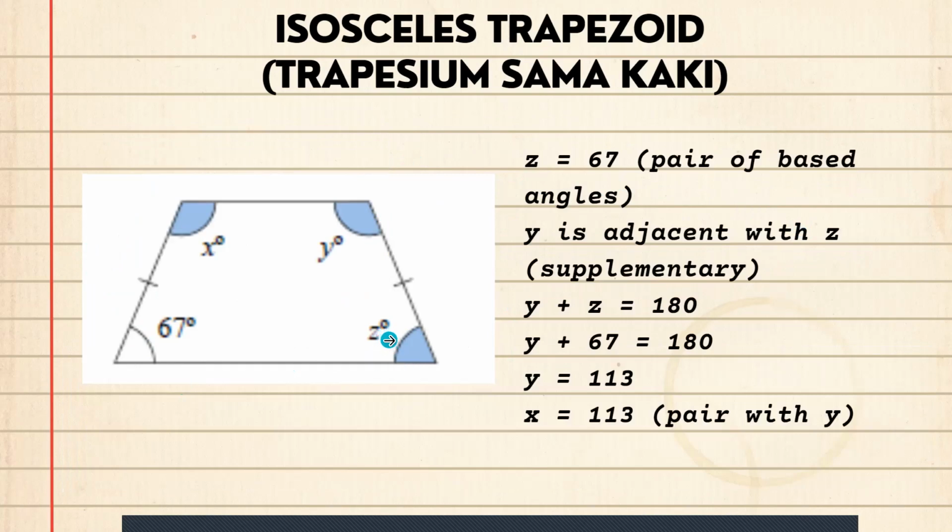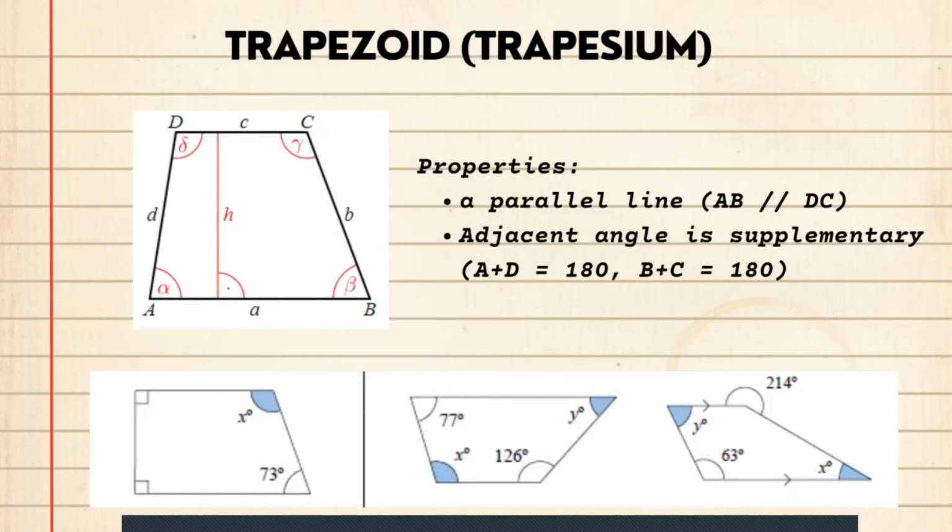Yeah, it is also 67 because it is a pair of base angles. And Y is the adjacent angle, so Y plus Z is 180. So it will be 180 minus 67, which is 113. Yeah, so X is the same, it is 113. Okay, let's move to the trapezoid.